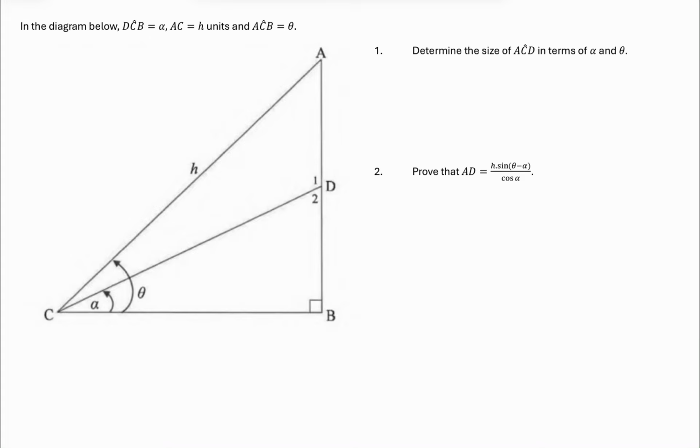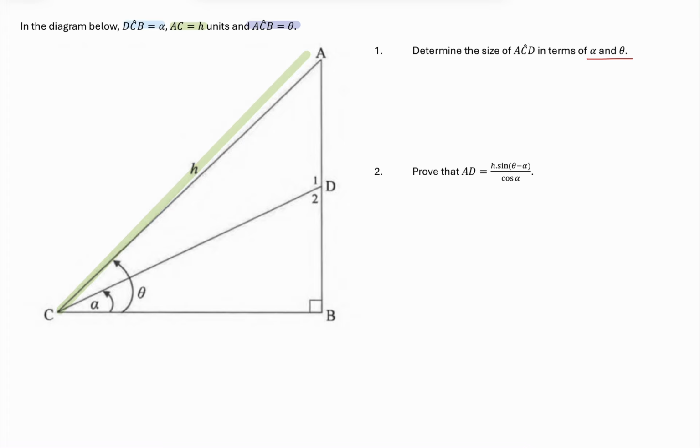Hey guys, so today we're going to be dealing with our trigonometry and how do we find things in terms of certain angles. All right, so what they've given us here is they say in the diagram below we have that DCB is alpha and that AC is H amount of units. Okay. They also give us that ACB is our theta. Now it says determine the size of ACD in terms of alpha and theta.